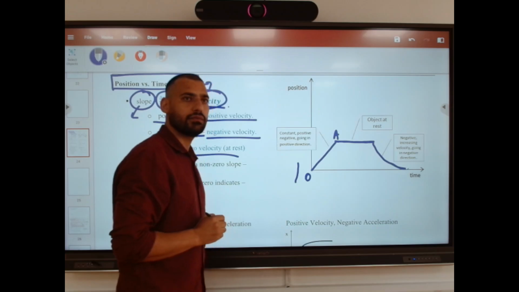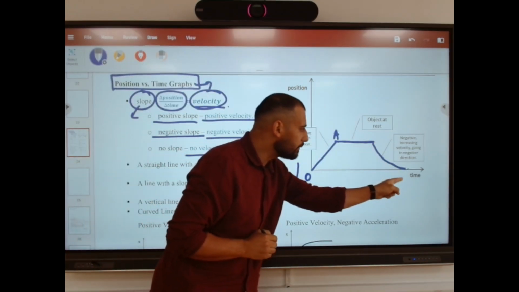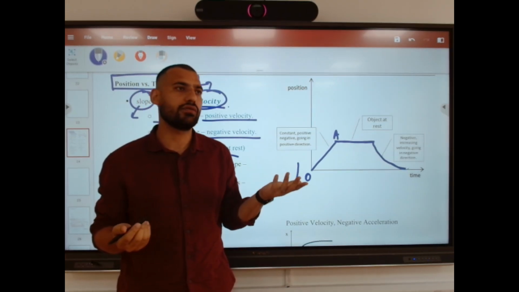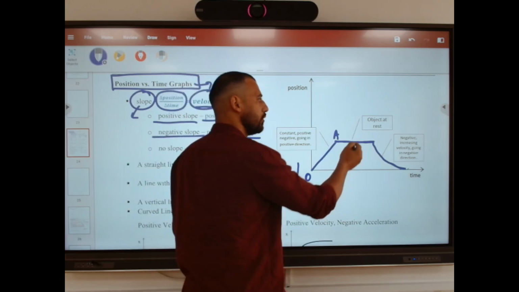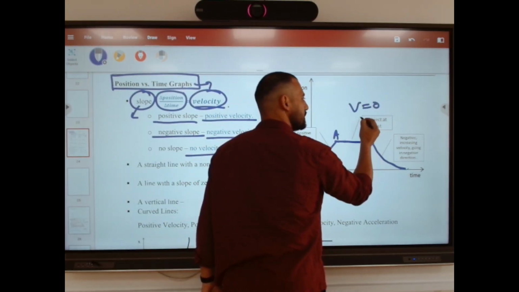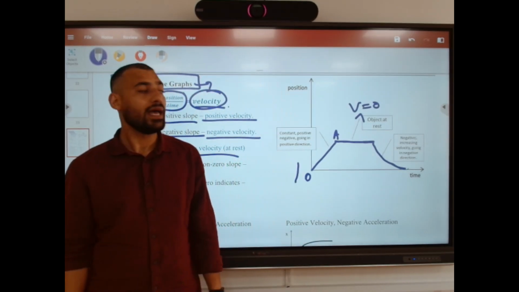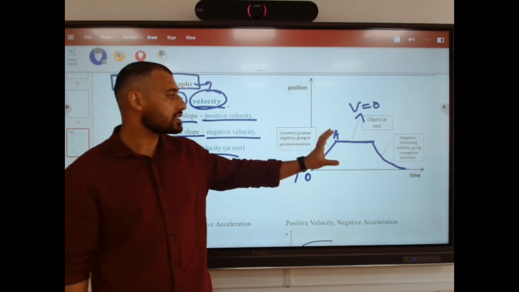In the second part, what is happening? Is there any slope? No. So in the position time graph, there is no slope. So that means there is zero velocity, isn't it? So the velocity is zero. And when the velocity is zero, you say that the object is at rest. Is that clear?